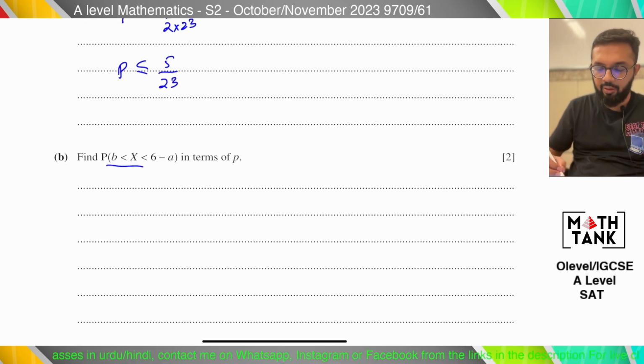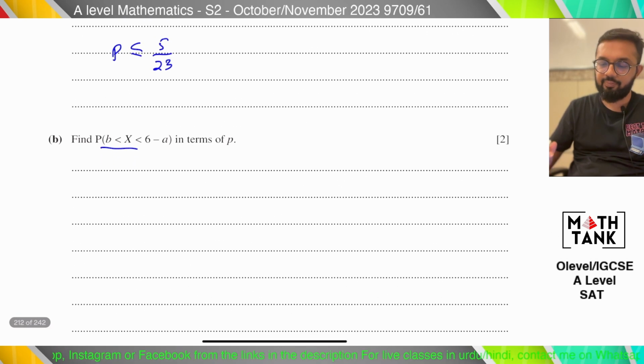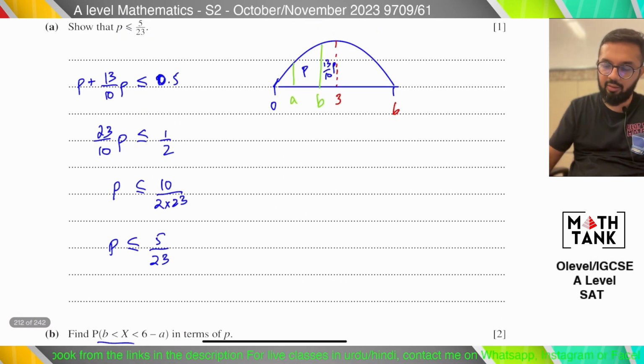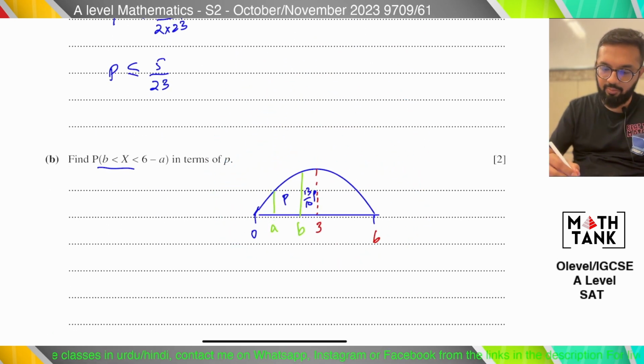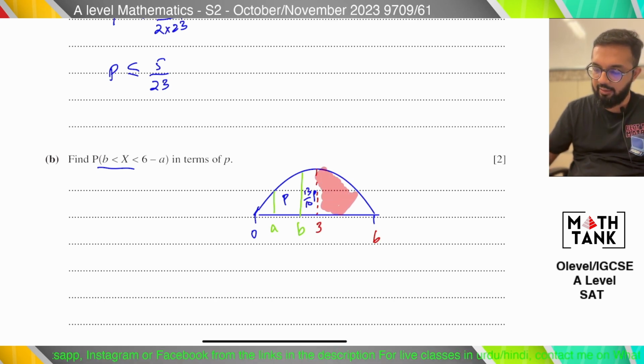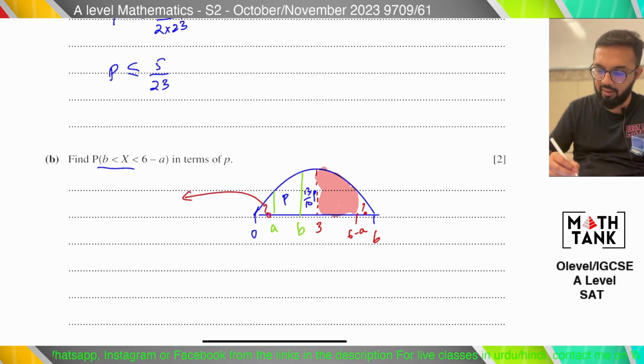It says find the probability that X is between b and 6 minus a. Okay, so let's bring that diagram down again and see what the question is asking. I'm asking you for the probability of numbers starting here and stopping at this point, 6 minus a. I call this 6 minus a, and it's going to have the same area that it had here. So what was this red area, that red question mark? I can say that this is 0.5 minus p minus 13 over 10 p.